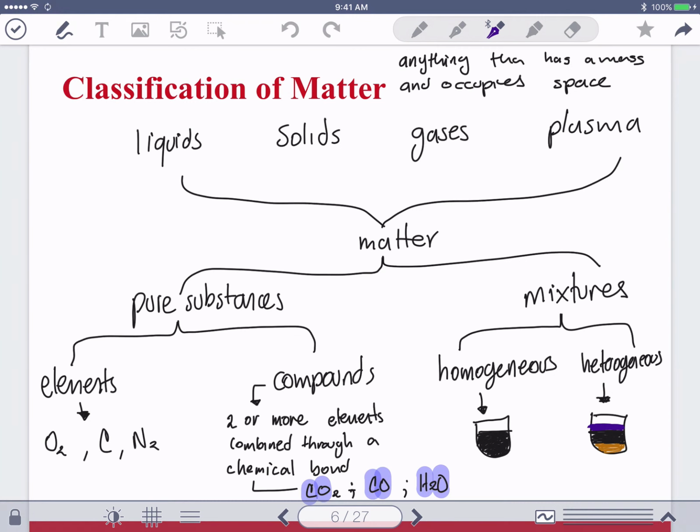And we're obviously going to get a lot deeper into this, guys, but for now, this is what you need to know about classification of matter. In the practice exercises, you're going to be given different examples, and you're going to practice classifying matter into pure substances, mixtures, elements, compounds, heterogeneous or homogeneous mixtures.